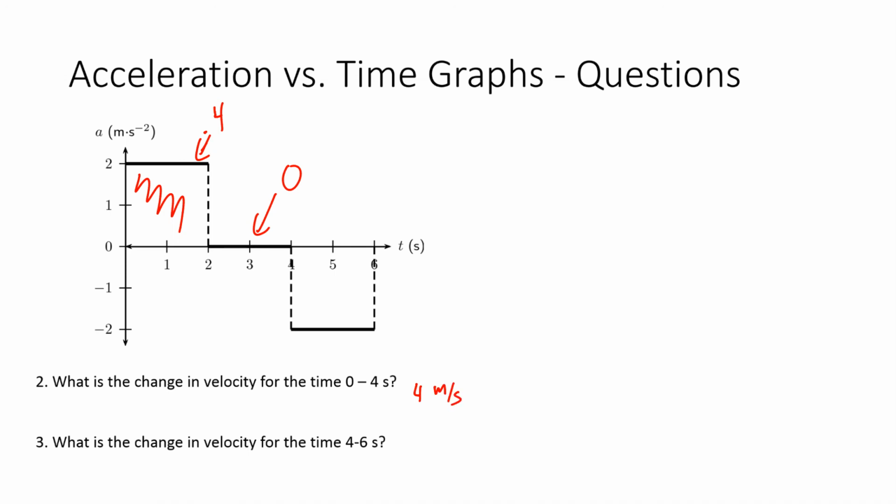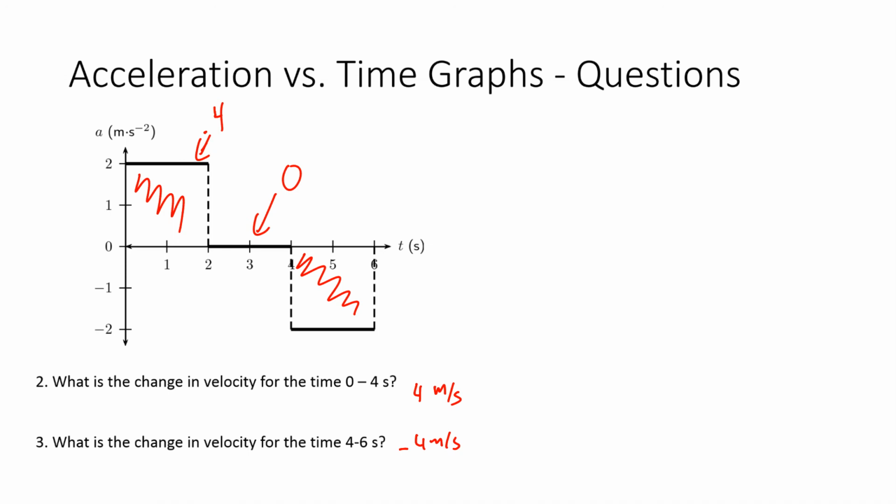And change in velocity from time 4 to 6. Under that curve, it would be 2 times negative 2 this time. So the change in velocity for 4 to 6 seconds would be negative 4 meters per second. So if we ask for the overall change in velocity of this, it'd be 0 for the overall change in velocity.